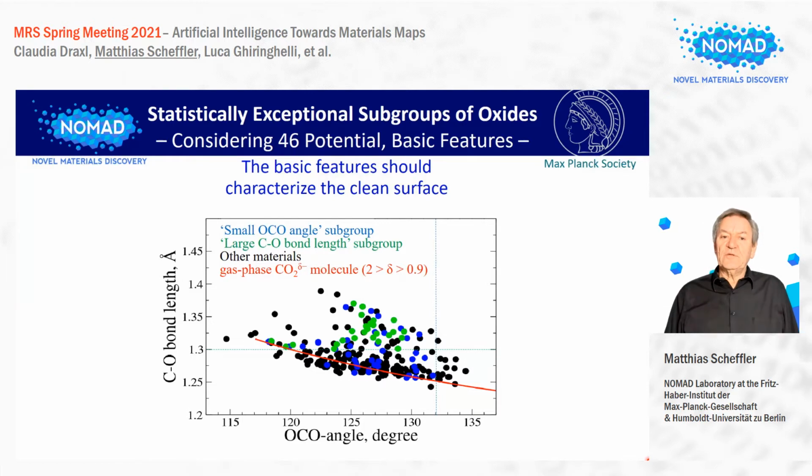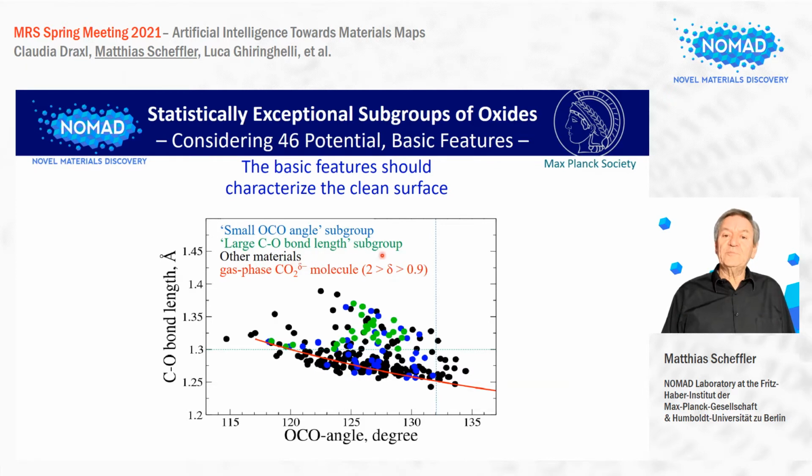The answer, which of the 46 features are actually important and what should be their range, is then determined by the mentioned quality function and a Monte Carlo scheme. Here is the result, displayed in terms of the OCO angle and the CO bond length. Thus the coordinates here are the two quantities we are interested in, but what are the physical parameters, the materials genes that identify the subgroup? This comes in a moment.